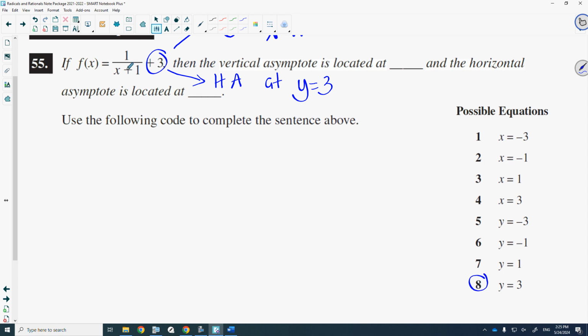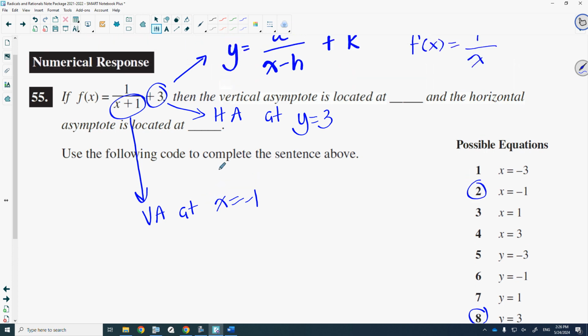This is going to give us our h parameter, so h is going to be -1. That's going to move our graph 1 unit left. That's going to give us the equation of our vertical asymptote. So we'll have a vertical asymptote at x is equal to -1. So the answer, vertical asymptote is located at 2 and horizontal asymptote is located at 8.